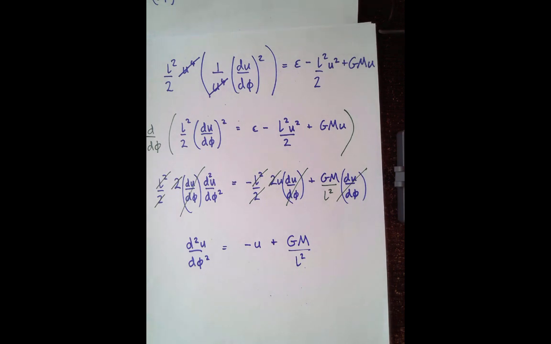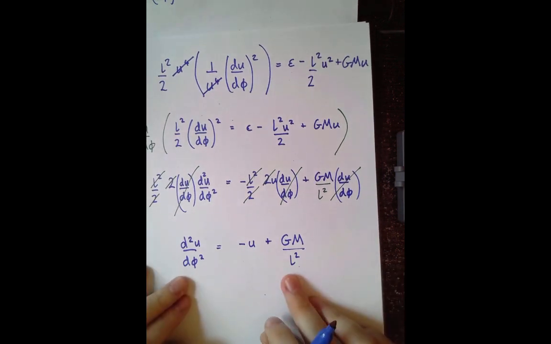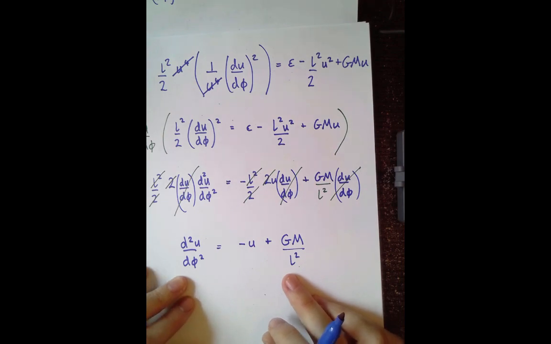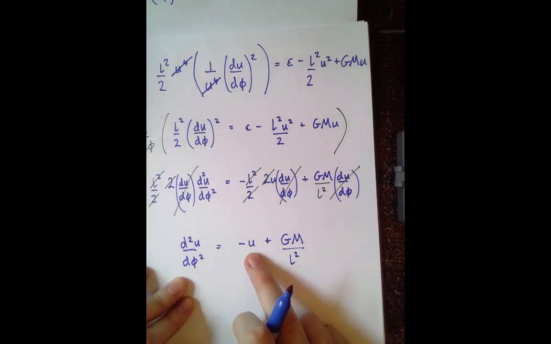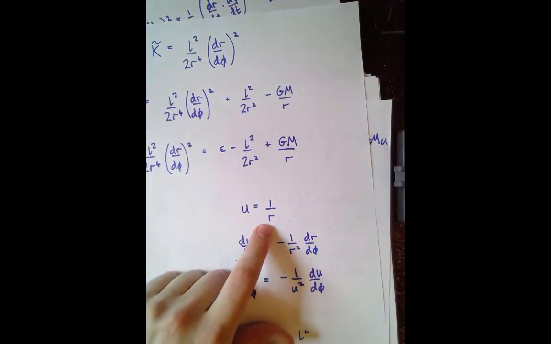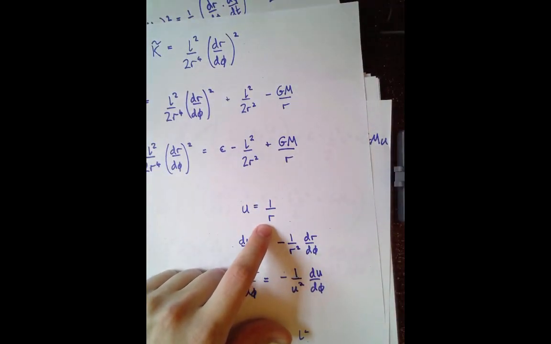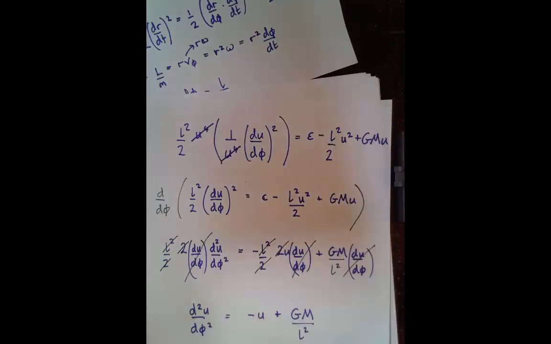Okay, so this is the differential equation that we have to solve in general to find the shape of the orbit. We solve this for u. We then can figure out what r is, because r is just 1 divided by u. And then we're done with the solution.